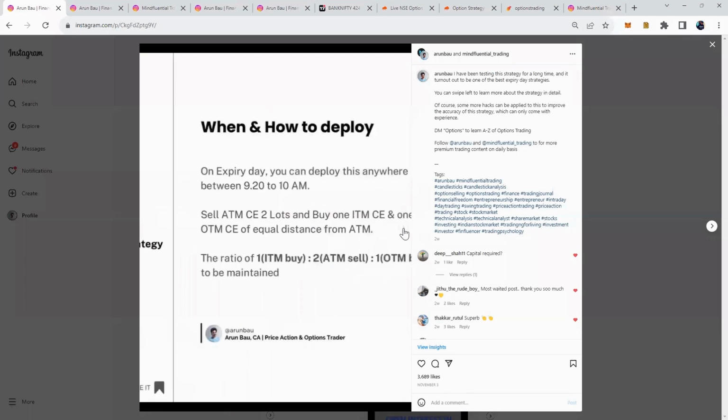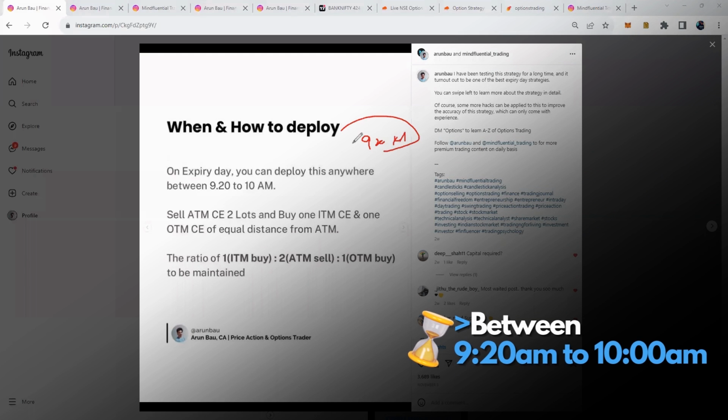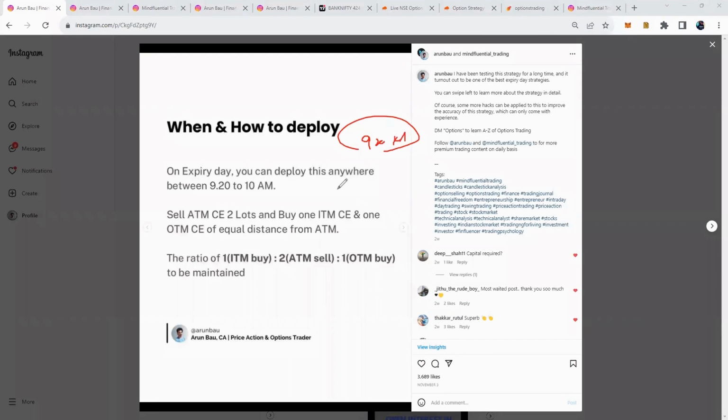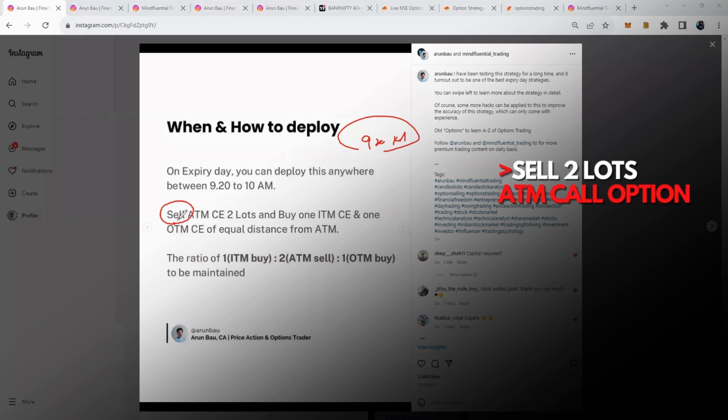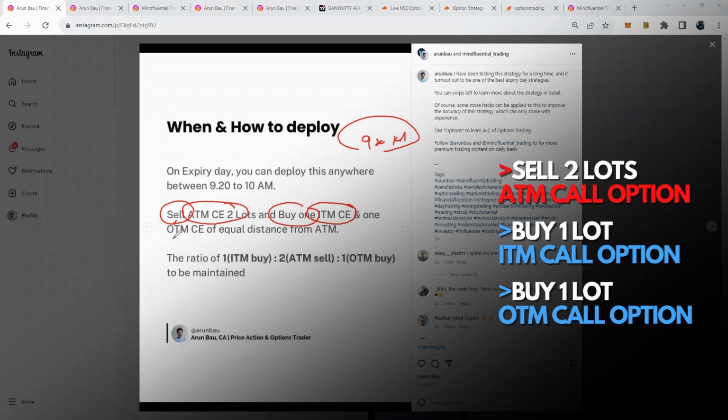Now look at what it is saying. Between 9:20 to 10, you can deploy at whichever time possible, depending upon the experience; you will get to know that. But let's say you chose to do it at 9:30. What you need to do is sell 2 lots of at the money call option, buy 1 lot of in the money call option, and buy 1 lot of out of the money call option of equal distance from at the money.